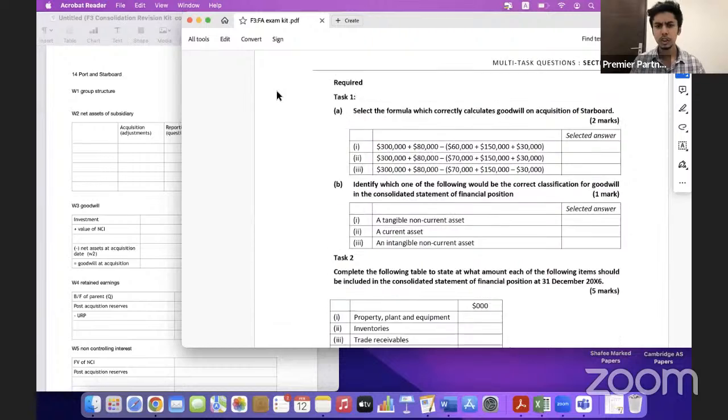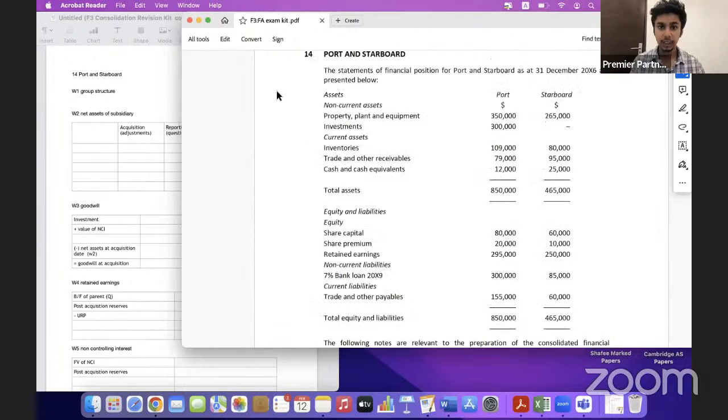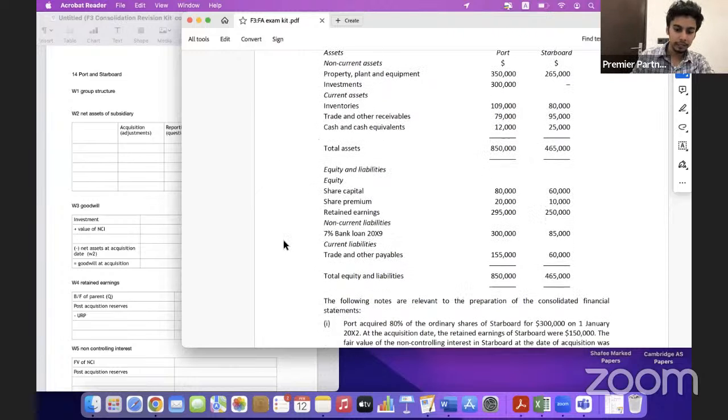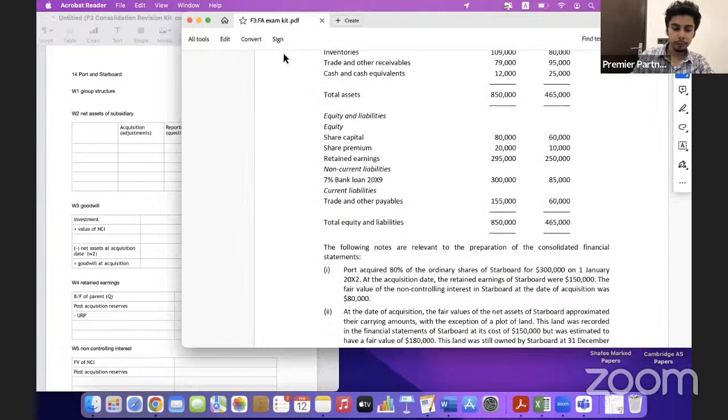Normally, when you do a consolidation, the first thing that you should decide is the group structure. So what is group structure? Who bought whom, what percentage, the date, all of that you have to consider. Now let's look at this one over here, Roman number 1. Port acquired 80% of the ordinary shares of Starboard on 1st of January 2002. Now look at the date carefully.